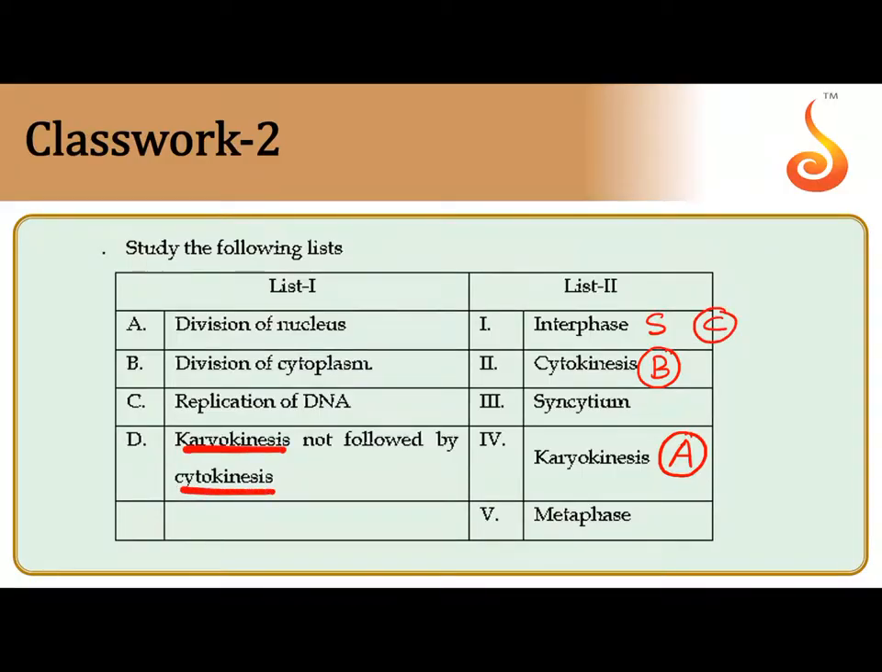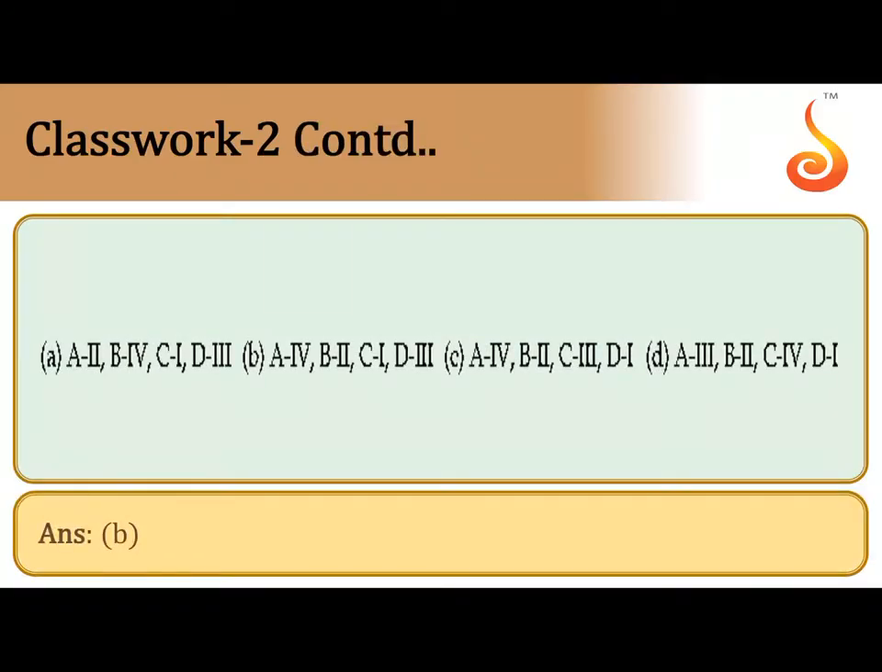If karyokinesis happens but cytokinesis does not happen, we had seen that there is formation of a multinucleate mass of protoplasm, which is referred to as syncytium in animals, coenocyte in plants. So this is the correct option here. So it is option B among the given options.